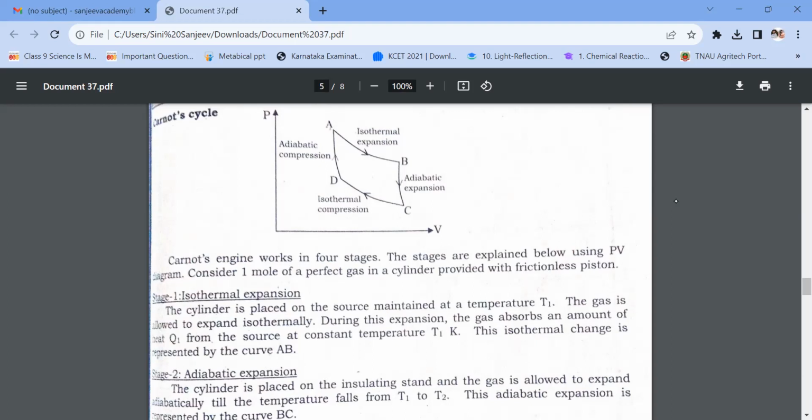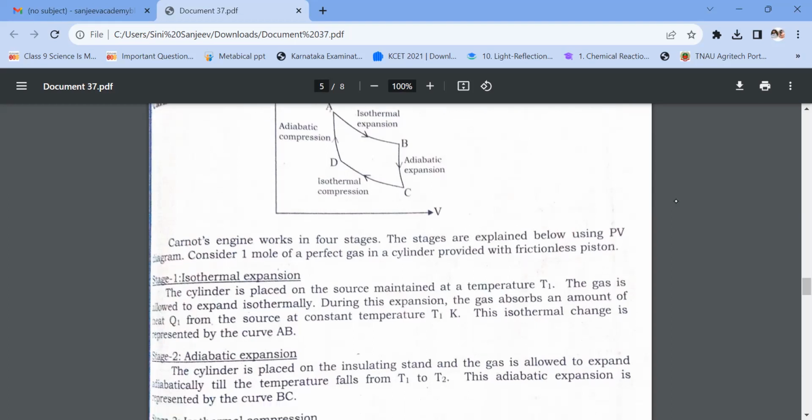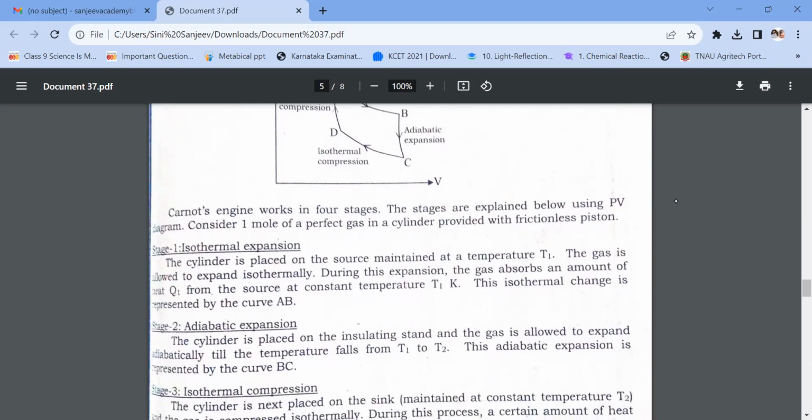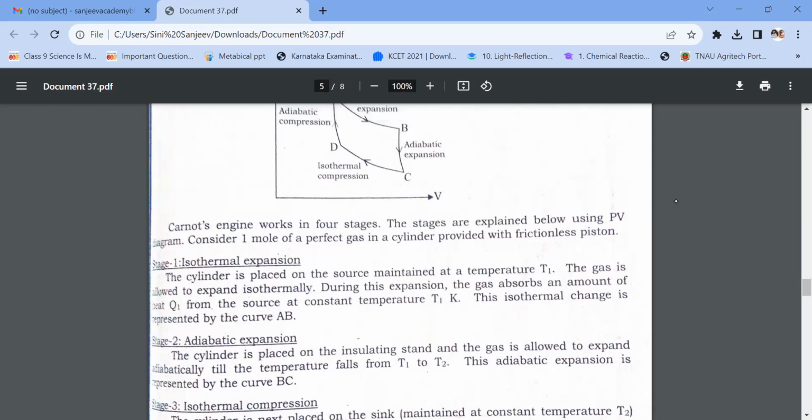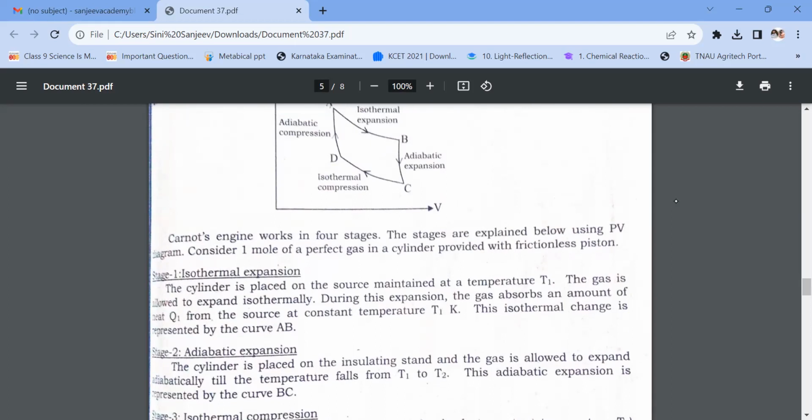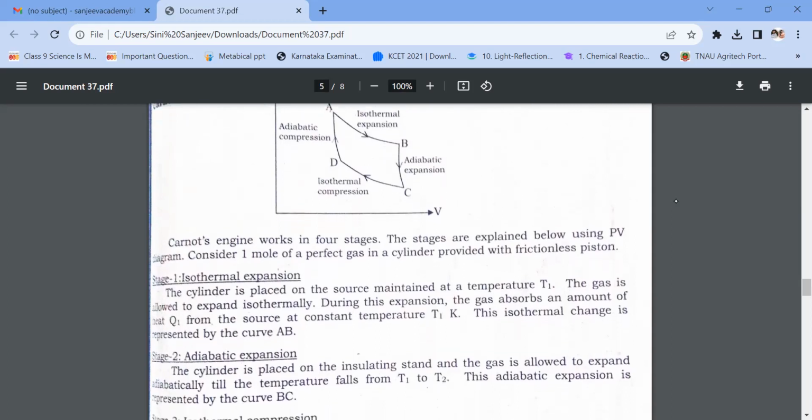Second thing is adiabatic expansion. So in adiabatic expansion, what is constant? Heat is constant. So here the cylinder is placed on the insulating stand and the gases are allowed to expand adiabatically. In the sense, all the gas molecules will have the same temperature. Again, this I am telling you ideally, not practically. But here it's going to transition from source to sink, so there will be a slight reduction of temperature.